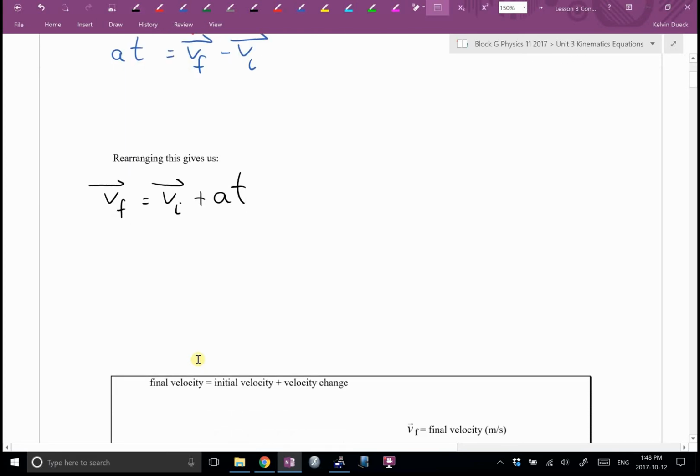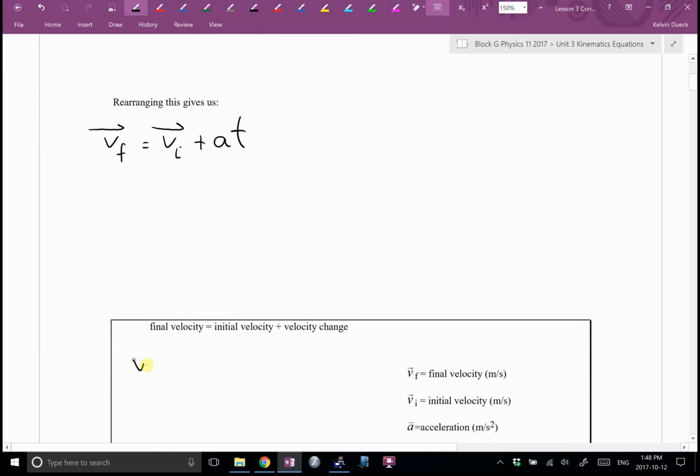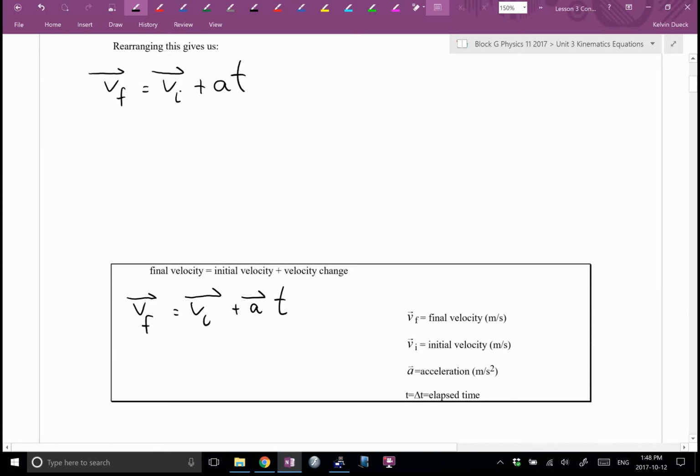This is our first kinematics equation. We're going to put it in the box here. Final velocity equals initial velocity plus acceleration times time, where acceleration times time is your velocity change. How many different terms do you see there? One VF, one VI, one A, one T. How many equations is that really hidden for? We'll learn to rewrite them rather than memorize all 4.